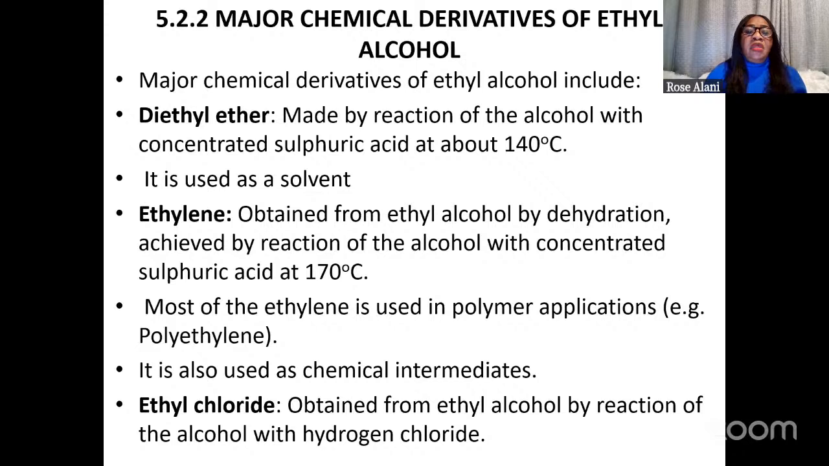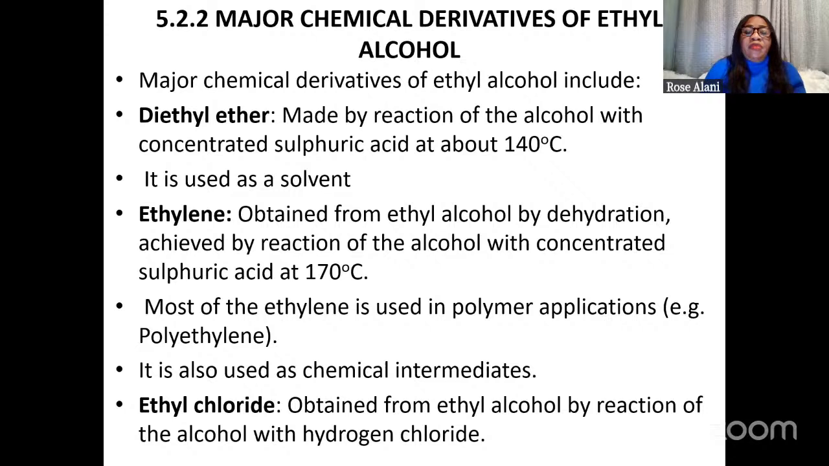So ethanol, or ethyl alcohol, is a very important product from which you can have several derivatives, several compounds that are very useful in the organic chemical industry. Such is diethyl ether. You can get your diethyl ether by reacting that alcohol with concentrated sulfuric acid at about 150 degrees centigrade. And this diethyl ether is used as a solvent.